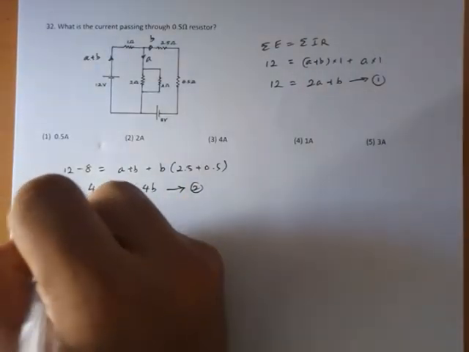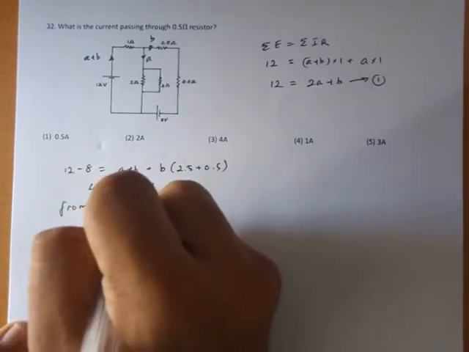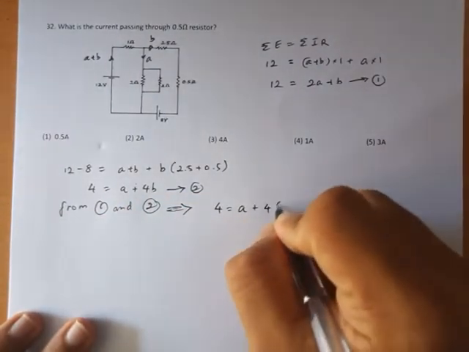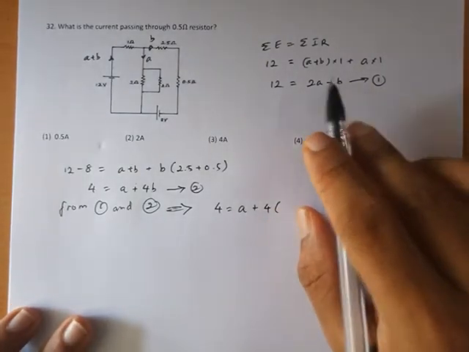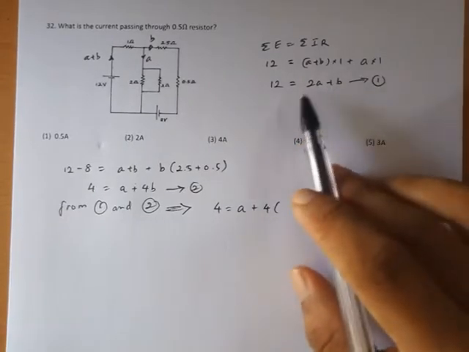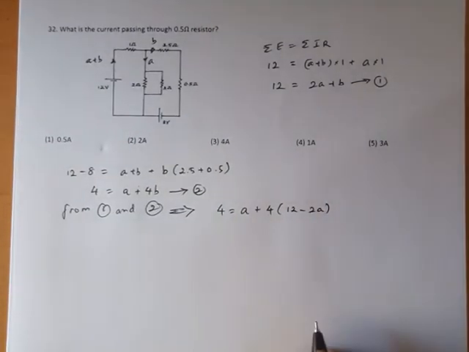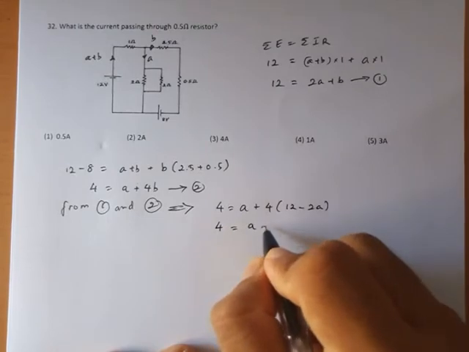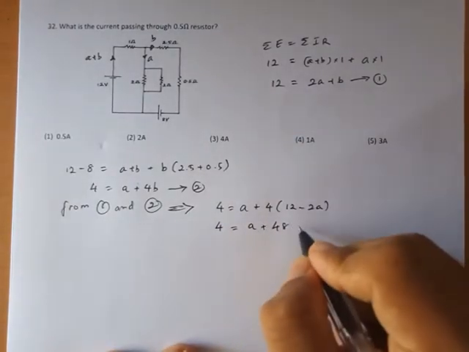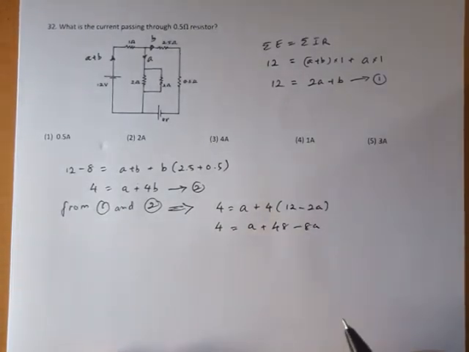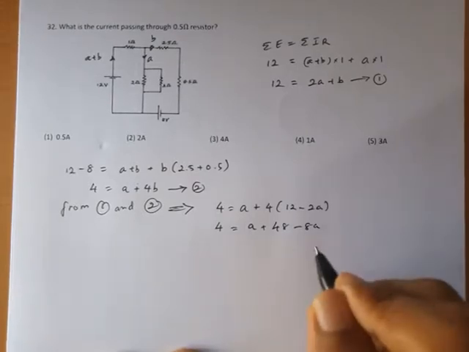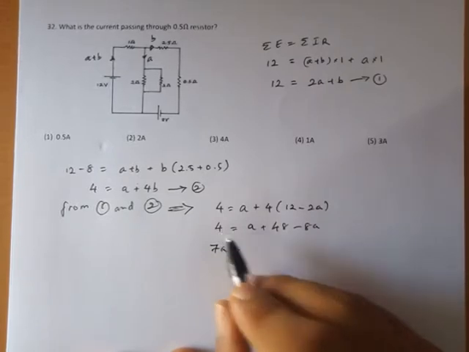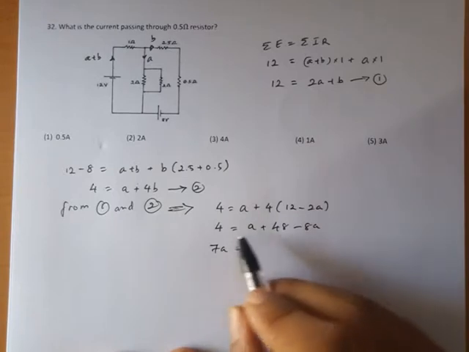So from equations 1 and 2, I can write 4 equals A plus 4 times B, and from equation 1, B is equal to 12 minus 2A. So substituting 12 minus 2A and simplifying, we get 4 equals A plus 4 into 12, that is 48, minus 8A. So we get minus 7A; if we take this to the other side, plus 7A is equal to 48 minus 4, and 48 minus 4 we get 44.